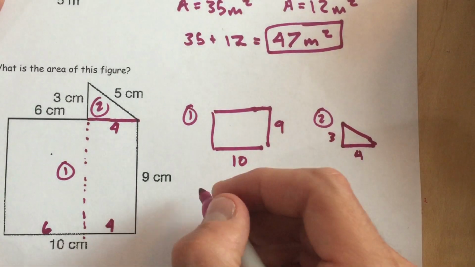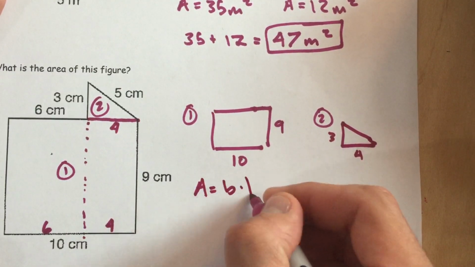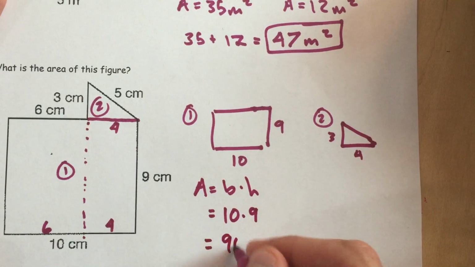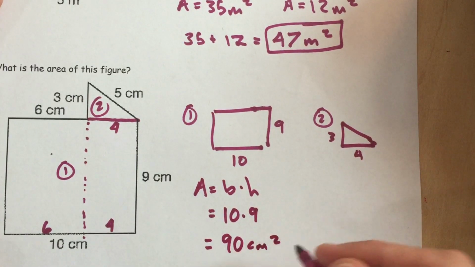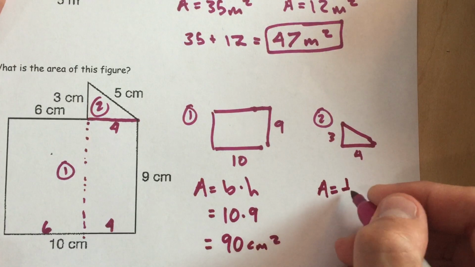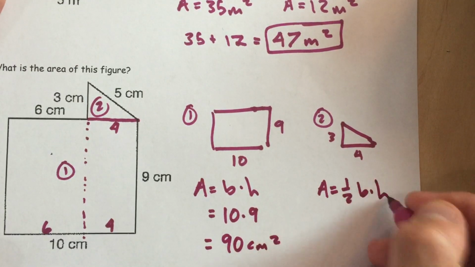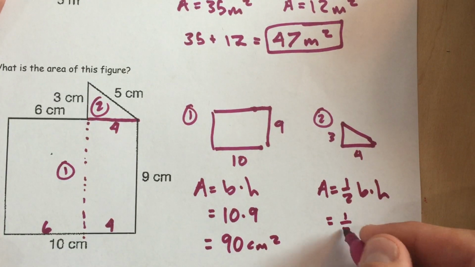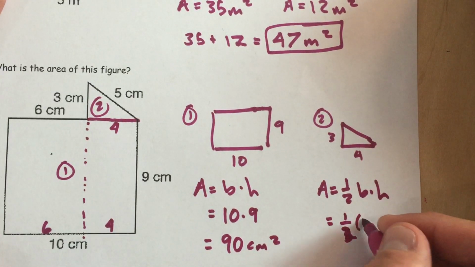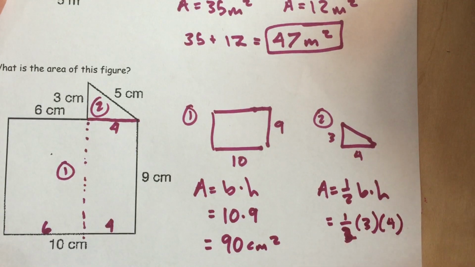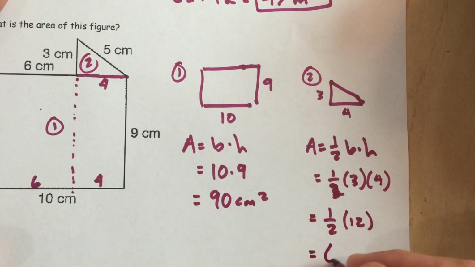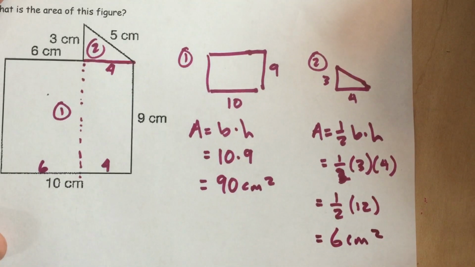All right, let's show our algebra. The area is equal to base times height, which is 10 times 9, or 90 centimeters squared. And for the triangle, the area is equal to 1/2 base times height, or 1/2 times 3 times 4, which is equal to 1/2 times 12, or 6 centimeters squared.